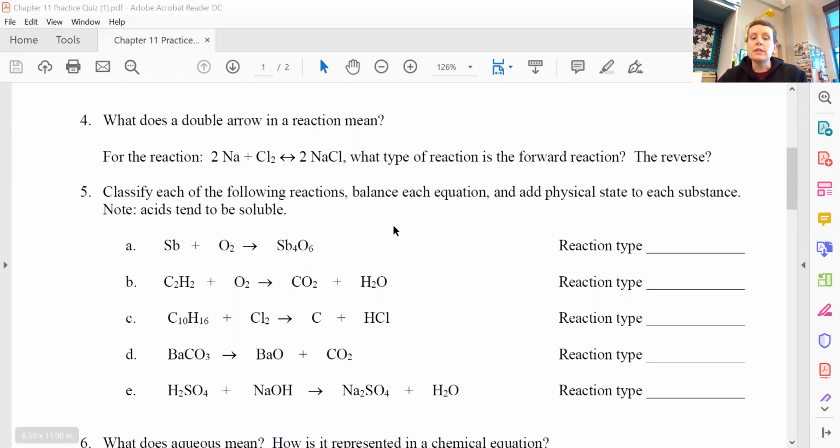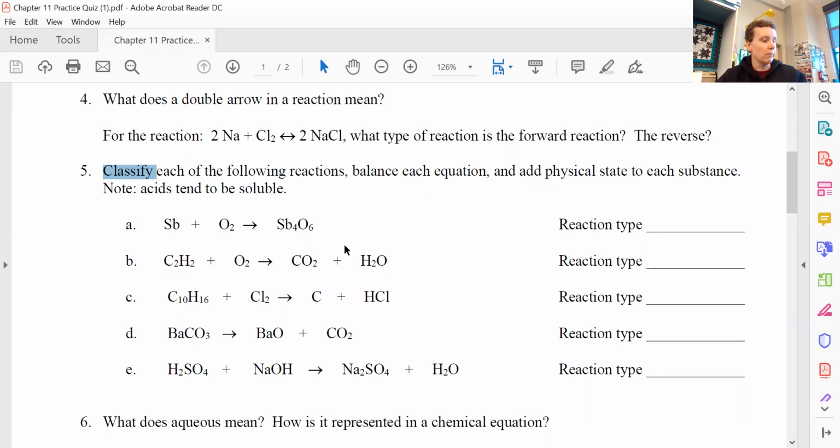Okay. When you see these questions, there is a line up here that tells you what to do. Every year we get students who don't do all of the pieces, okay? You need to balance, you need to add physical states, and you need to classify, right? That should be pretty obvious since we have these lines over here, but you need to do all of those things, okay? So when you do these, first of all, let's just go through the types of reactions since you've already done your practice quiz here.